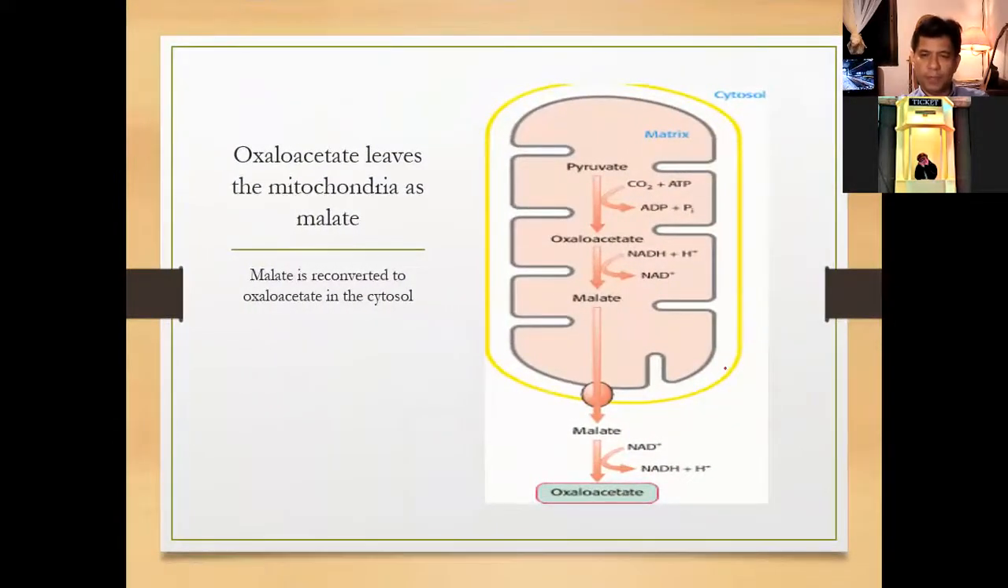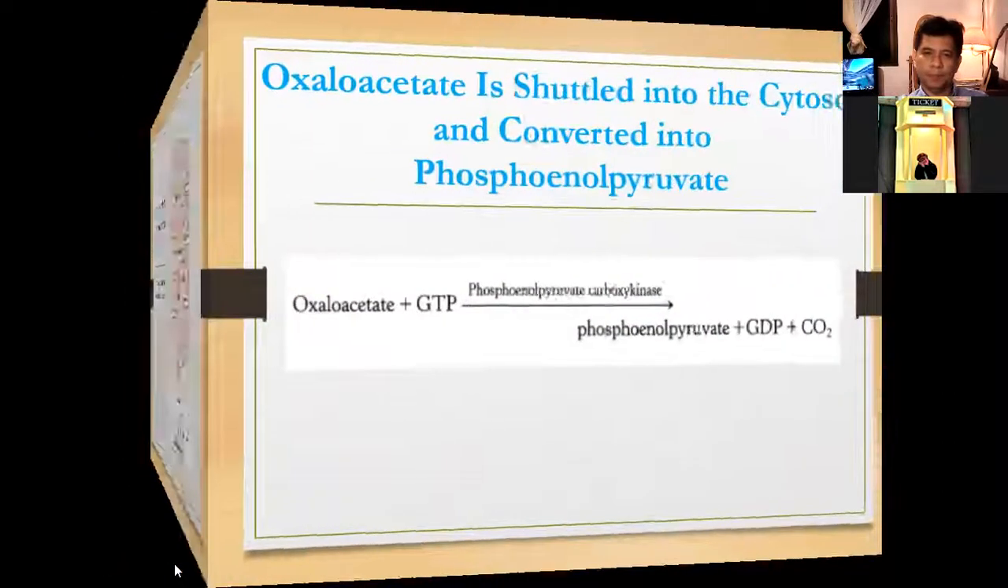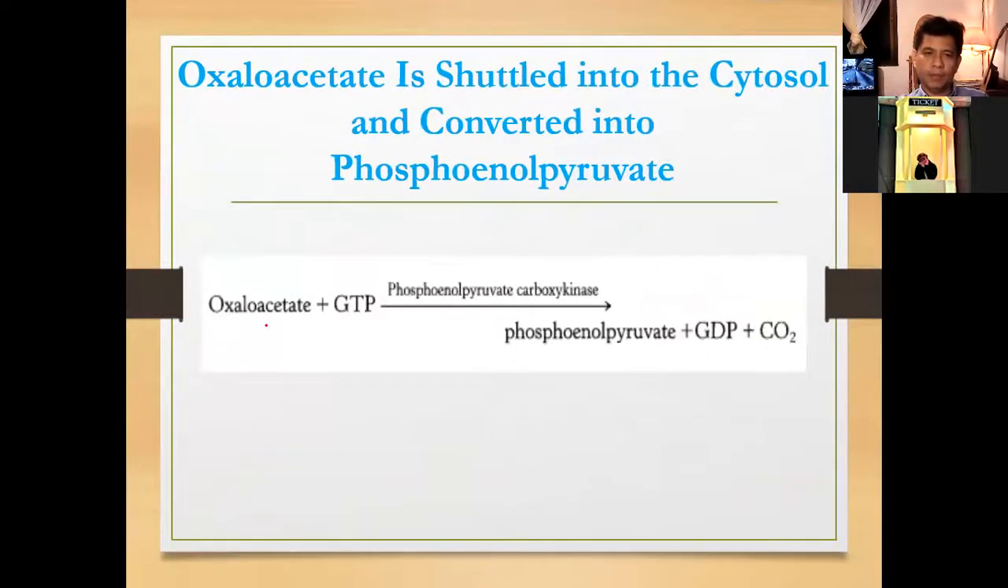So ito yung first part, ano? So your pyruvate, oxaloacetate, malate, tapos lalabas siya as malate, and then eventually magiging oxaloacetate lang siya. So again, yung oxaloacetate, kailangan nyo ng ATP, tapos you use this enzyme, phosphoenol pyruvate carboxykinase, you're going to produce phosphoenol pyruvate. So phosphoenol pyruvate na siya. Ano? So oxaloacetate is shuttled into cytosol and converted to PEP, phosphoenol pyruvate.